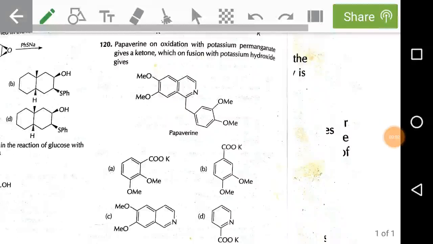Hi everyone, here we are analyzing CSIR June 2011 Chemical Sciences. Just look at the given problem.